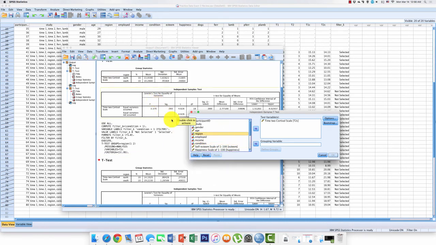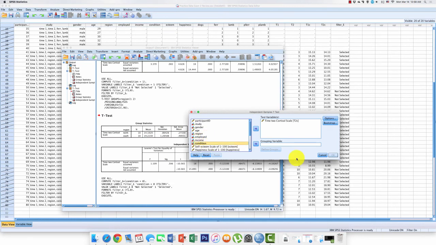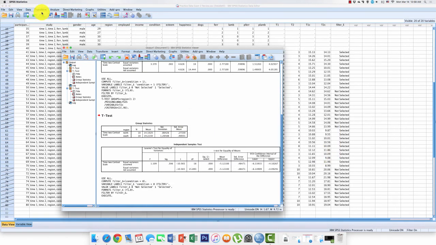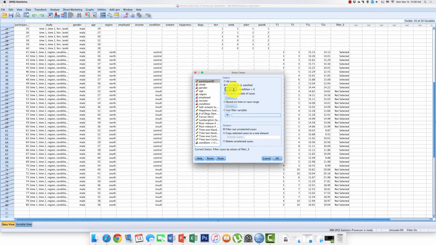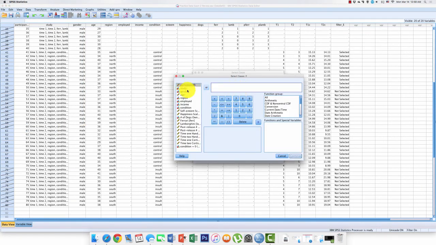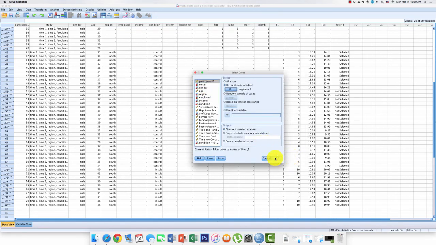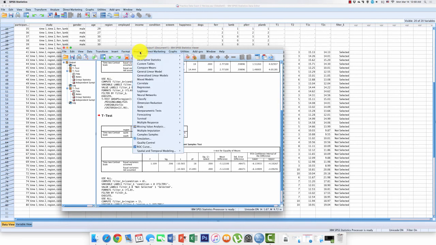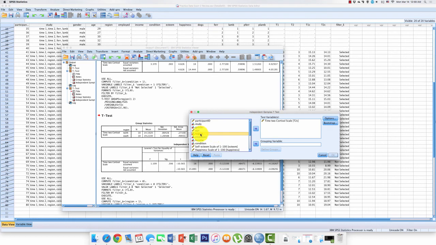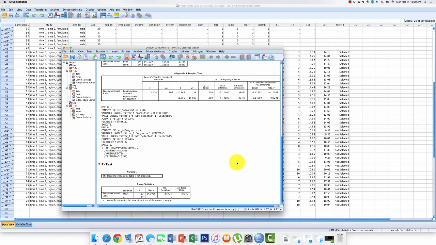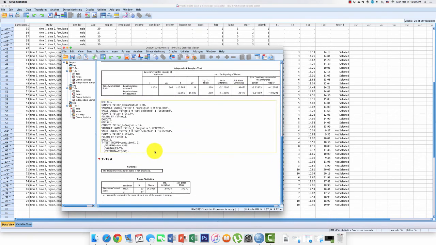Okay, so we did region here. Now we're going to be select cases. Excuse me for my error. Put region equals 1. Hit OK. Now do our analyze, compare means, move region, and bring back condition. Hit OK. Again, I messed this up. So, starting up top.